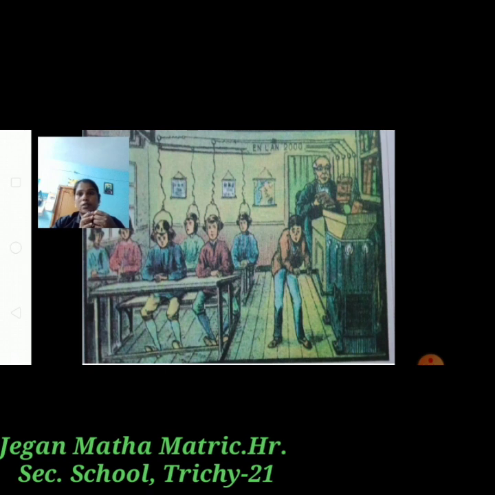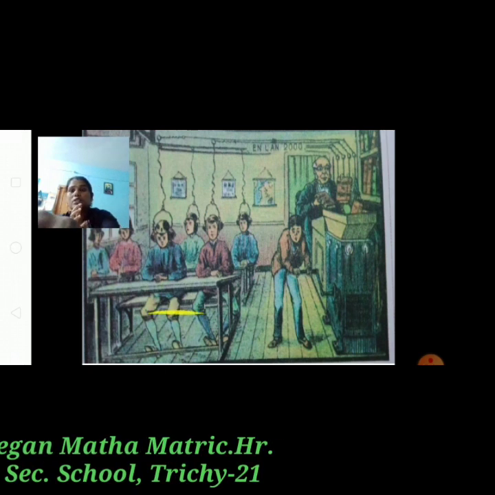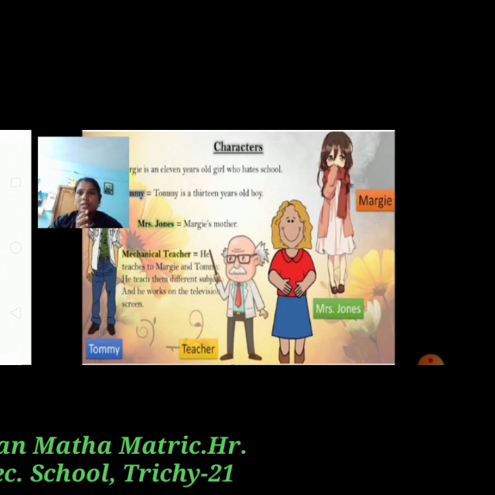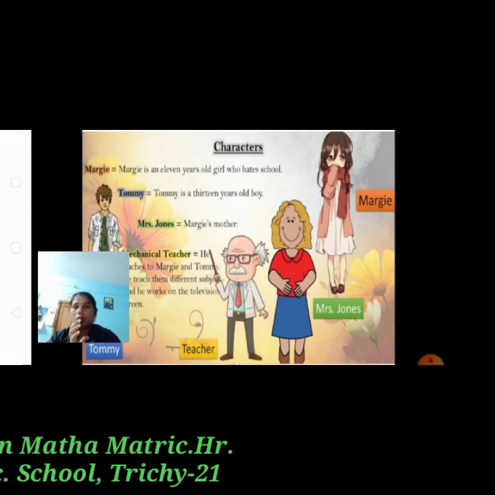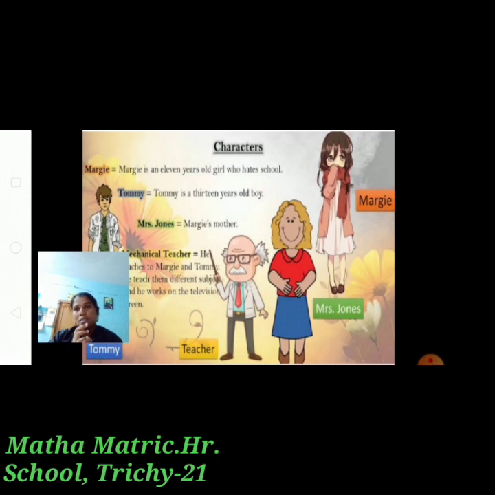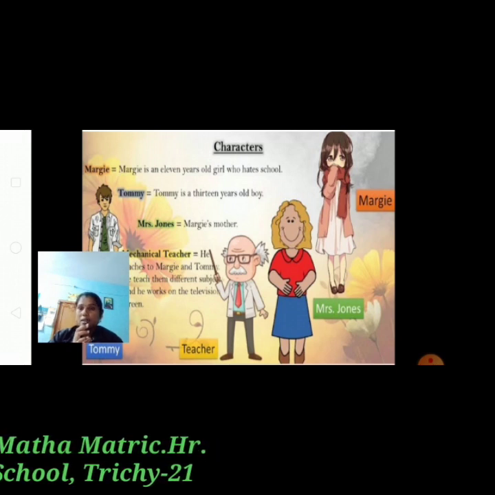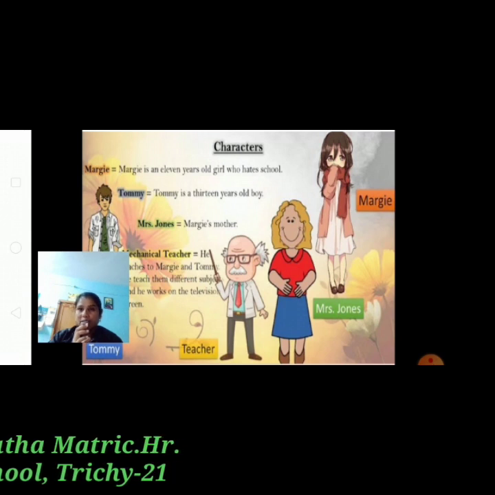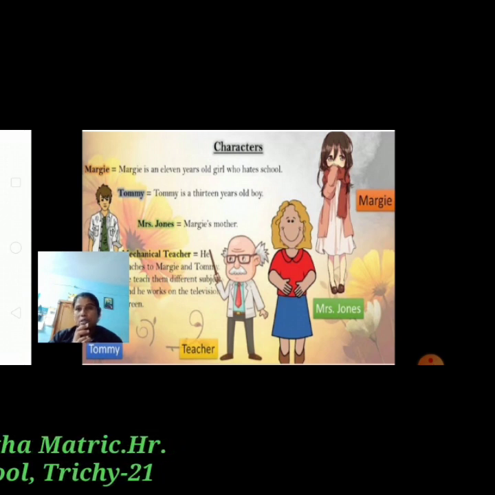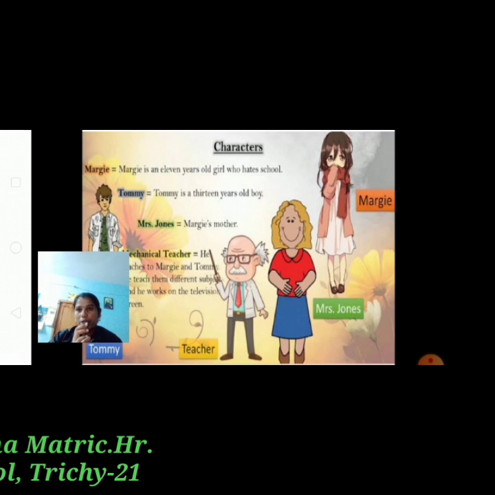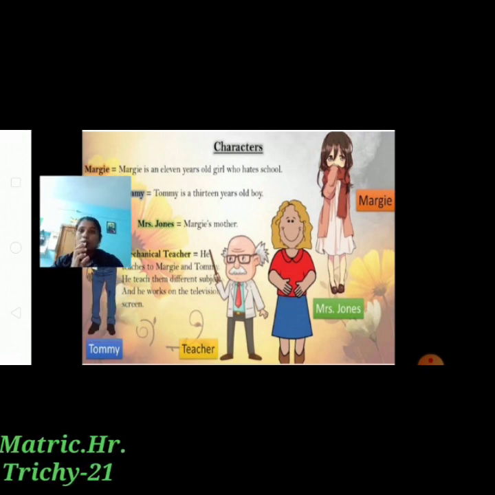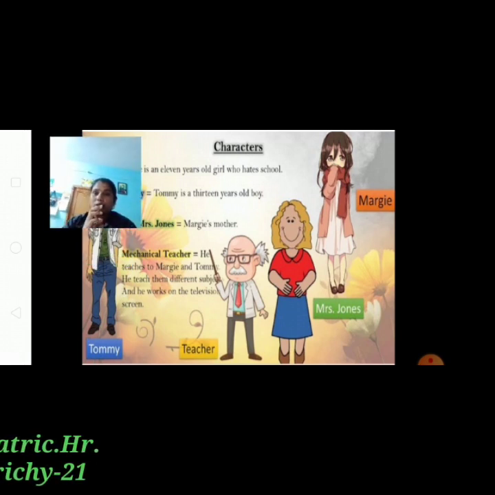Already we know about the characters. Once again, just recall it. What are the characters? Margie is an 11 years old girl who hates school. Tommy is a 13 years old boy. And Mrs. Jones, Margie's mother, and a mechanical teacher.